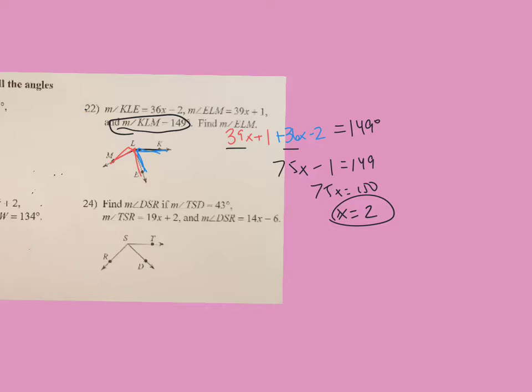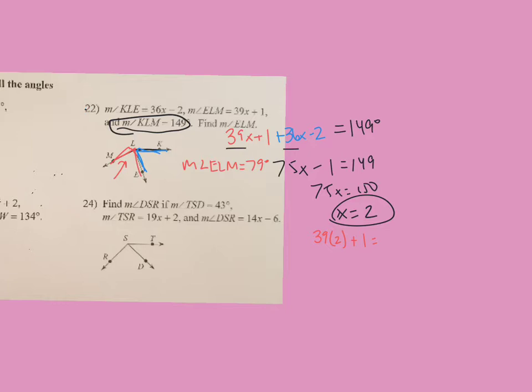Now, find ELM. I'm going to start with that's the red piece. So I'm going to do 39 times 2 plus 1, so I get 78, I get 79. So the measurement of angle ELM, so I got the little m, the angle symbol, and 3 letters with L in the middle, I'm going to put 79 degrees.